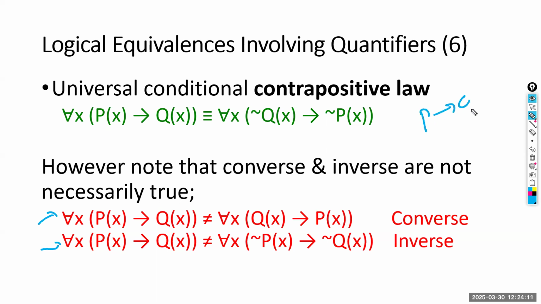p implies q doesn't mean q implies p. And this one, p implies q doesn't mean not p implies not q. It works for the universal quantifier also.